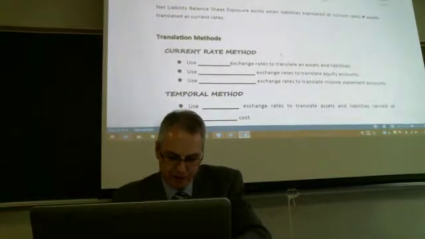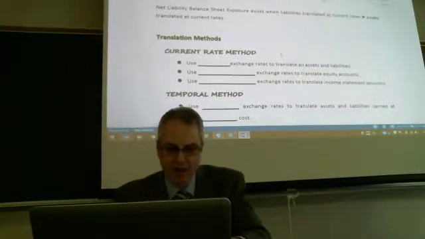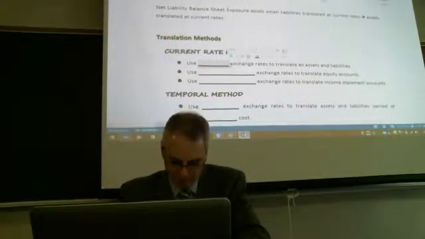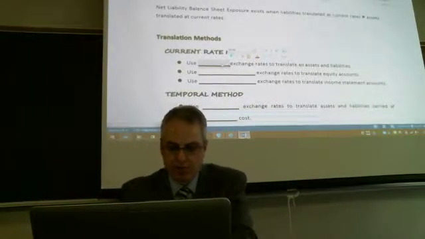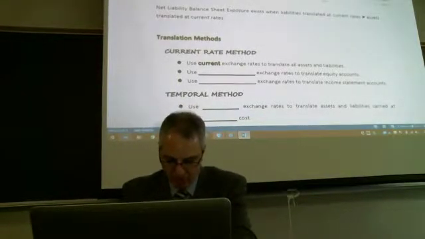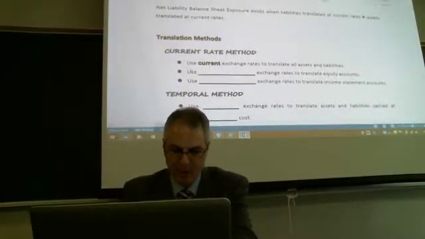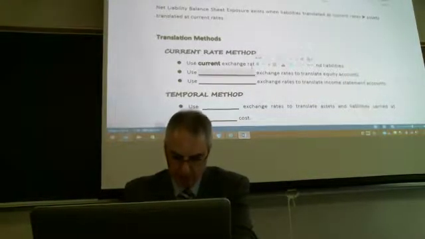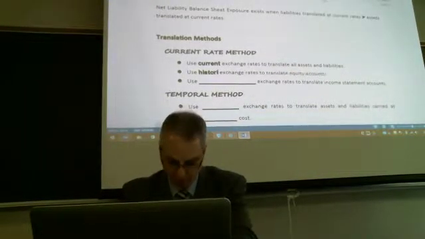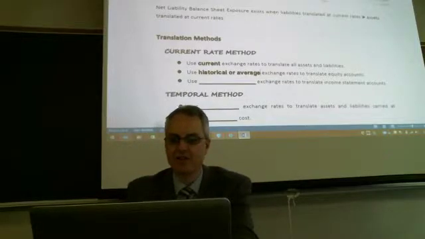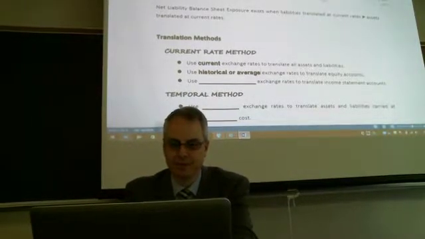So we have two methods, the current rate method and the temporal method. We use the current exchange rates to translate all assets and liabilities, and we use historical or average exchange rate to translate equity accounts.